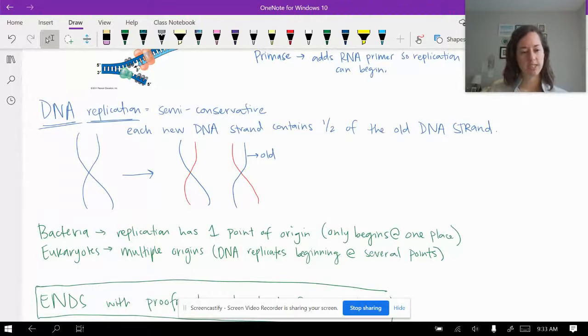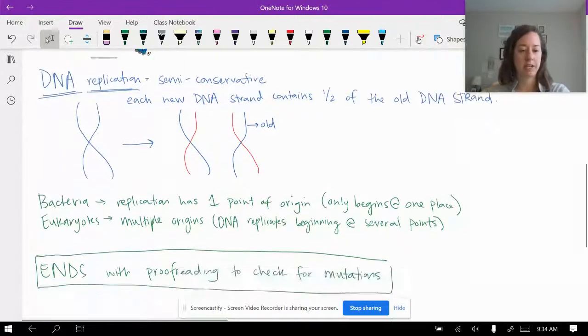Just a little differences between bacteria and us. In bacteria, replication has one point of origin, which means it begins at only one place on the chromosome. For us, there can be multiple origins of replication, which means that your DNA can replicate beginning at several different points on your chromosomes. So it allows it to happen a lot faster because you can start in many different places at the same time.